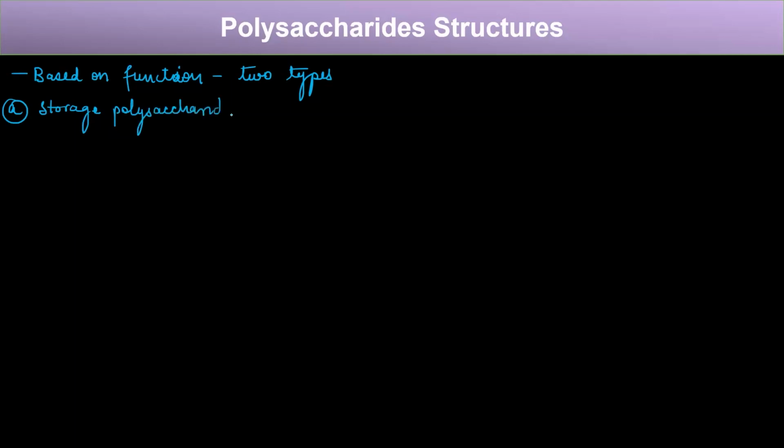Next, we'll study the polysaccharide structures. We also discussed in the previous class that, based on function, polysaccharides are of two types. The first one is storage polysaccharides. What are storage polysaccharides? The examples are starch, glycogen, and inulin. Okay. And the second is structural polysaccharides.